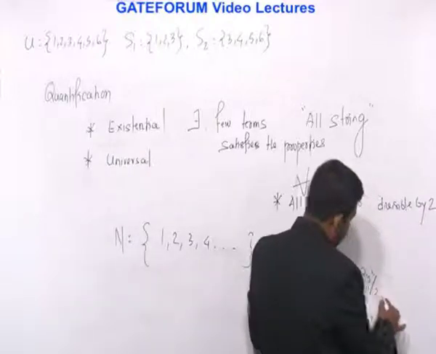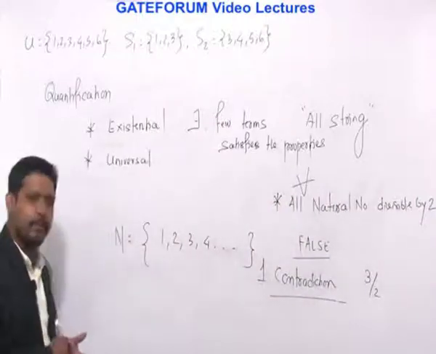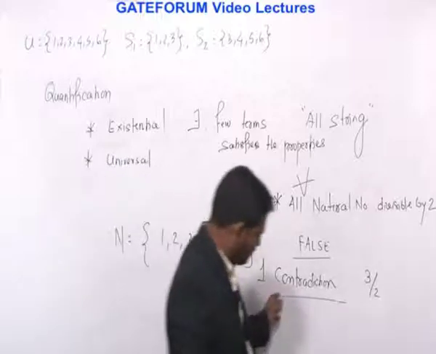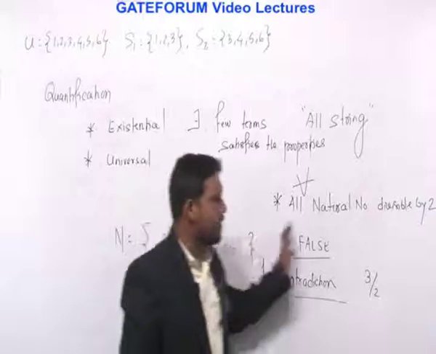So let's say 3 divided by 2. Now this is a contradiction. The 3 is not divisible by 2. It's not a perfect divisor; it will result in a fraction part. So one contradiction, and this proposition is false.